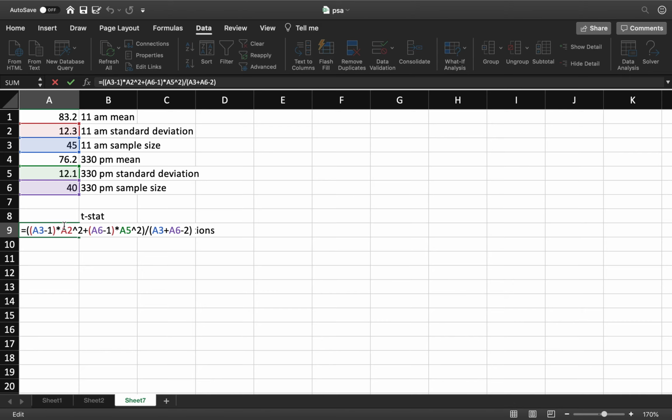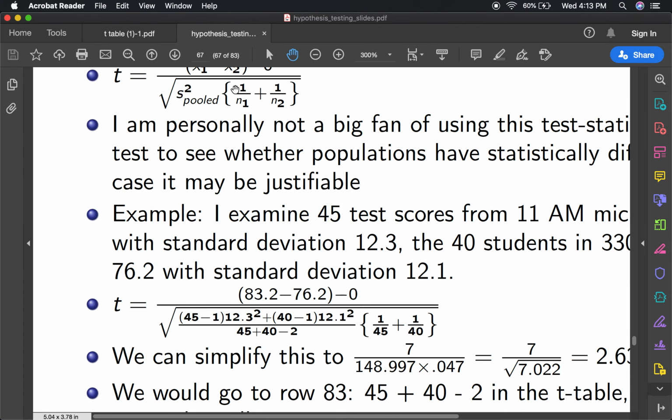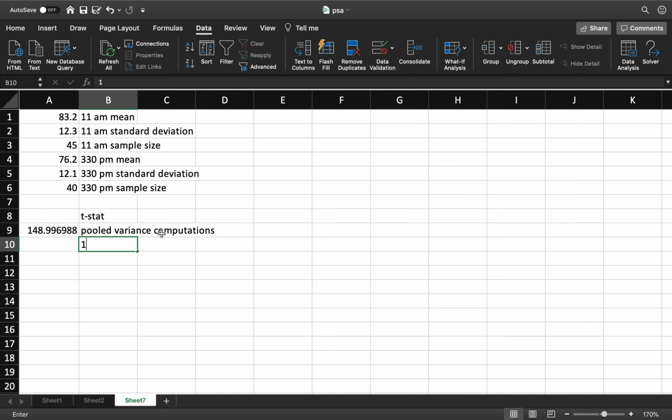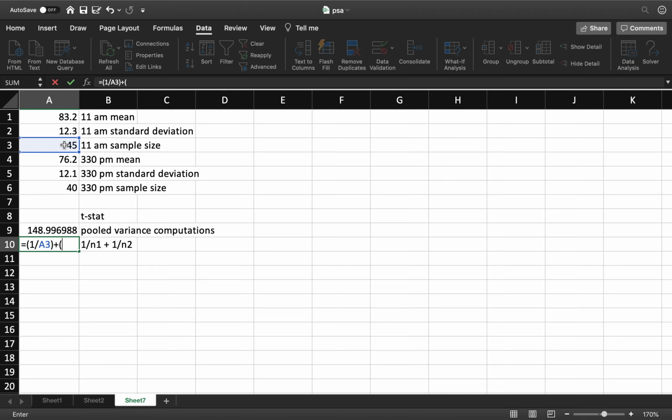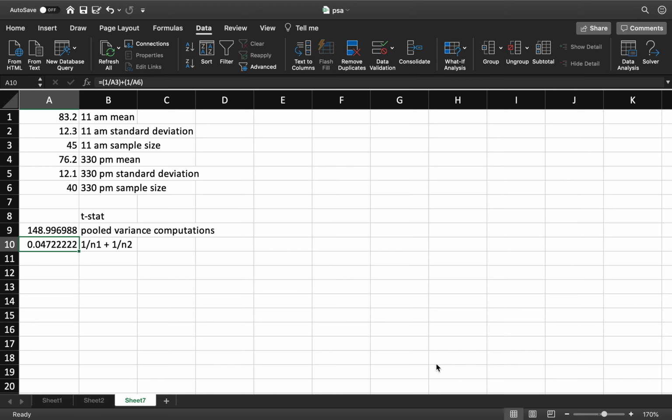This is the pooled variance. You can see here I compute the numerator of the pooled variance. Here I compute the denominator. Then I have an additional part of the formula, 1 over N1 plus 1 over N2. So I do that here. You can see I have 1 divided by N1 plus 1 divided by N2. You can see I generate both of these on the slides. I have 148.997 for the pooled variance and 0.047 for the 1 over N1 plus 1 over N2.